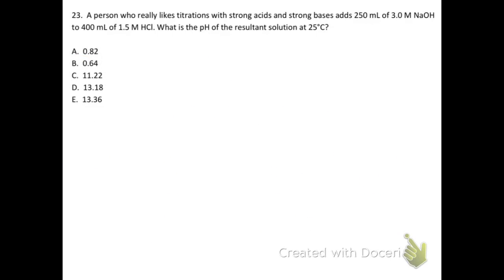Alrighty, so a person who really likes titrations with both strong acids and strong bases titrates sodium hydroxide with hydrochloric acid. We want to know the resultant pH. So the net ionic equation for any strong acid, strong base titration is just H+ from the acid plus OH- from the base yields H2O liquid. Okay, so there's our neutralization.